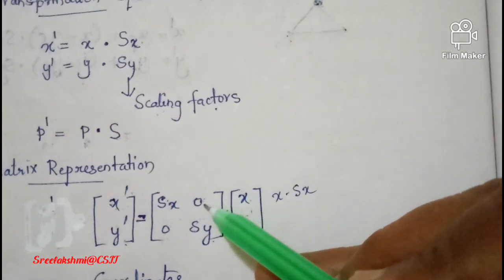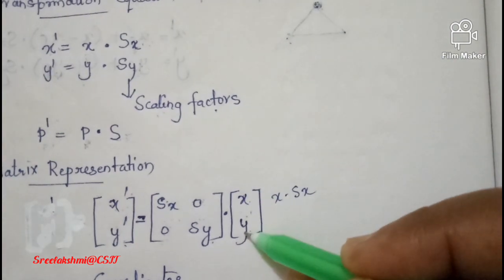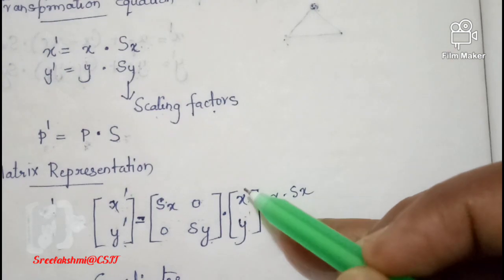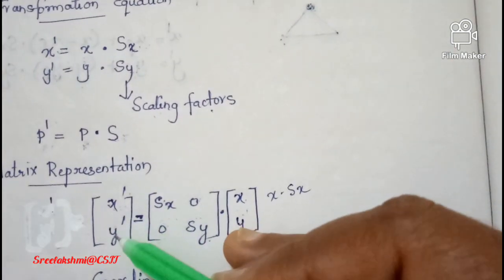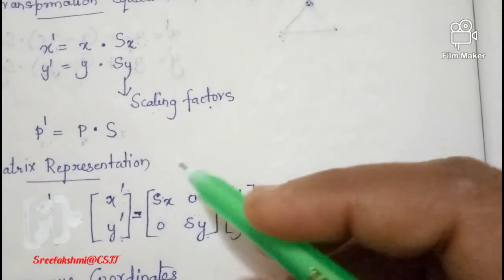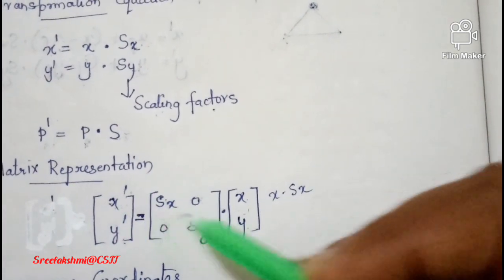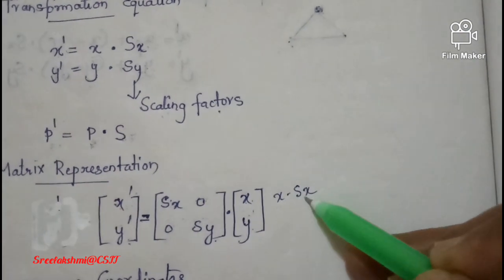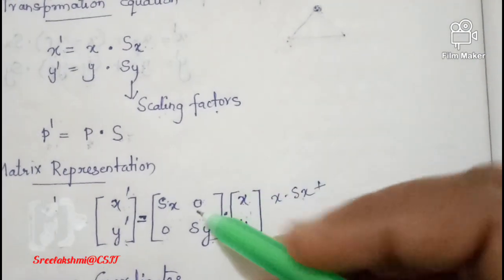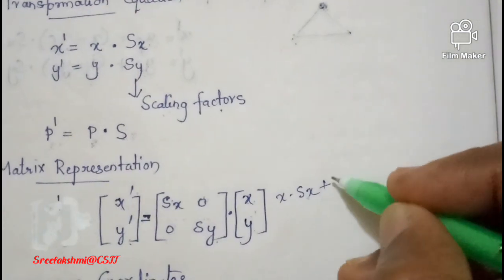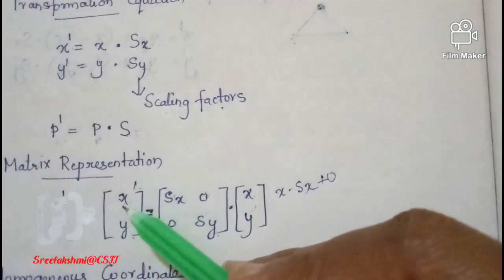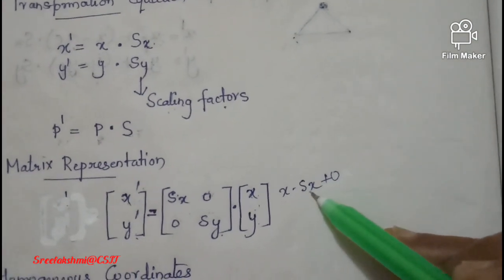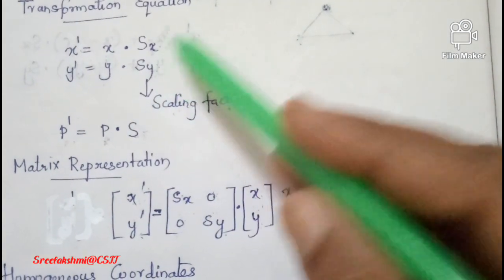So first row should be multiplied by this column to get the value of x dash, and second row should be multiplied by this column to get the value of y dash. Let us write x dash is equal to sx into x plus 0 into y, which is 0. So the equation of x dash is equal to x sx. Got the equation, same as here.